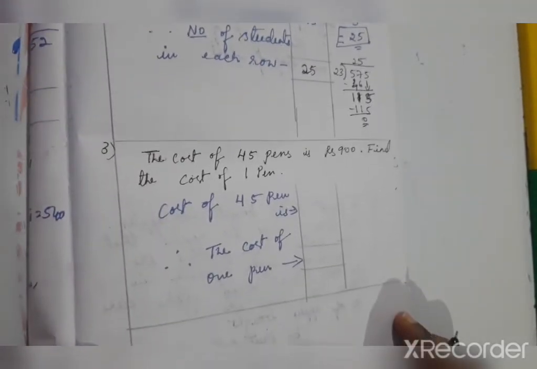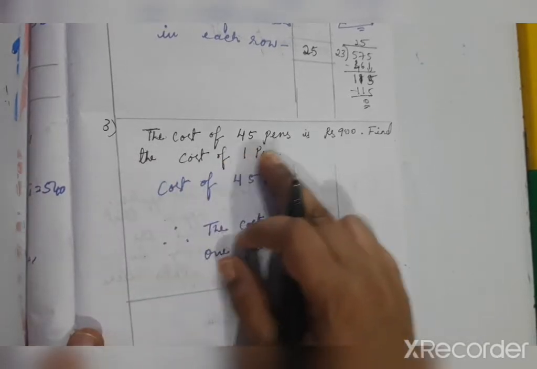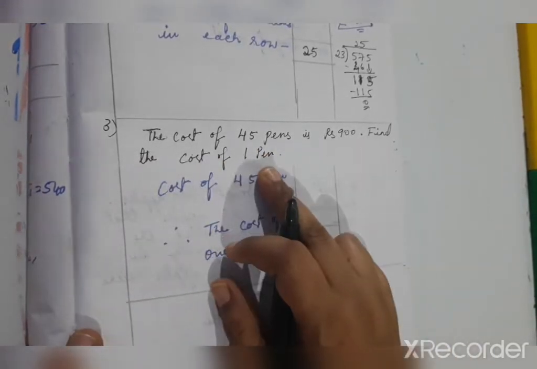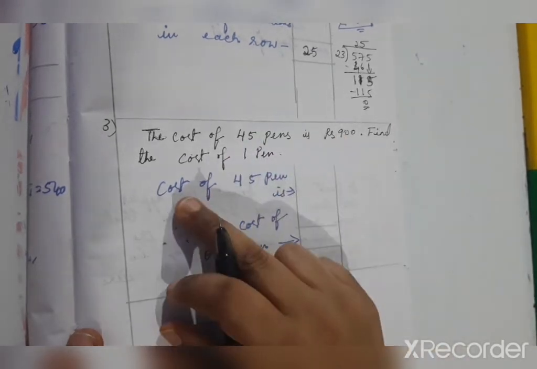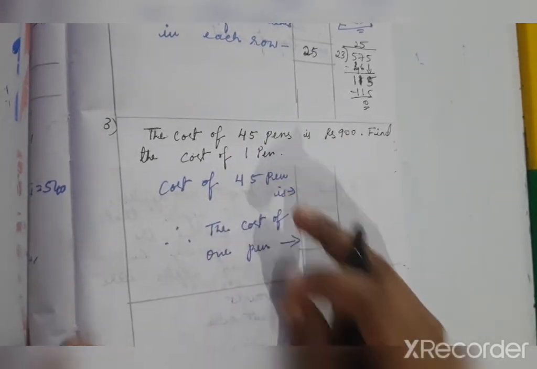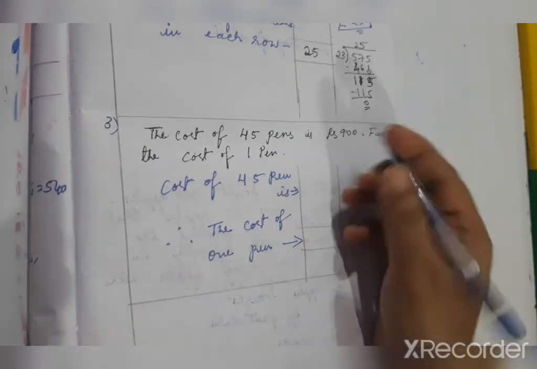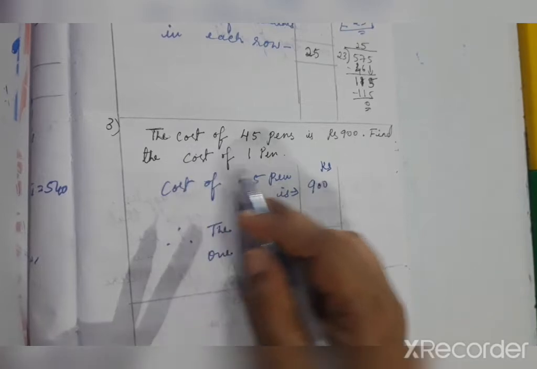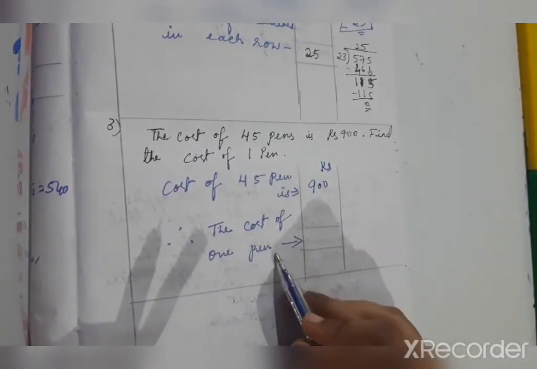Now next question, third question. Cost of 45 pens is rupees 900. Find the cost of 1 pen. So cost of 45 pens, how much? 900 rupees, it is given in the question. Find the cost of 1 pen. Therefore cost of 1 pen.